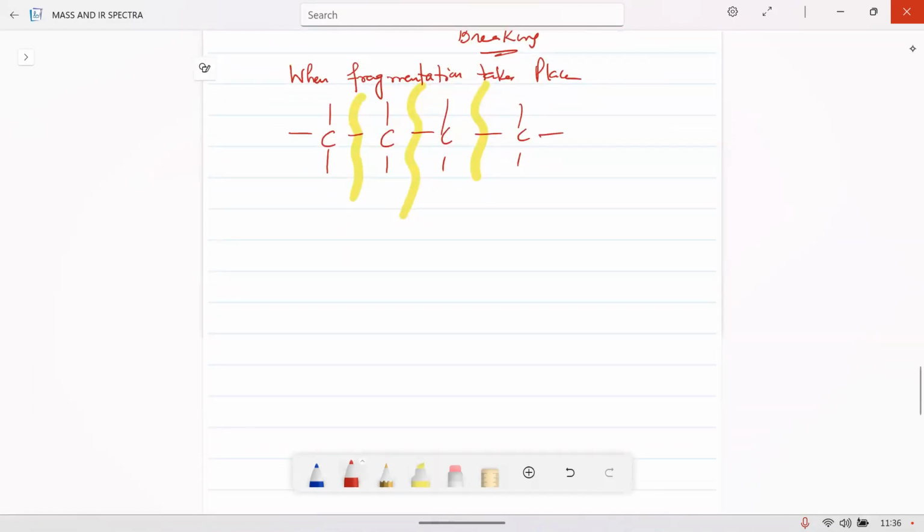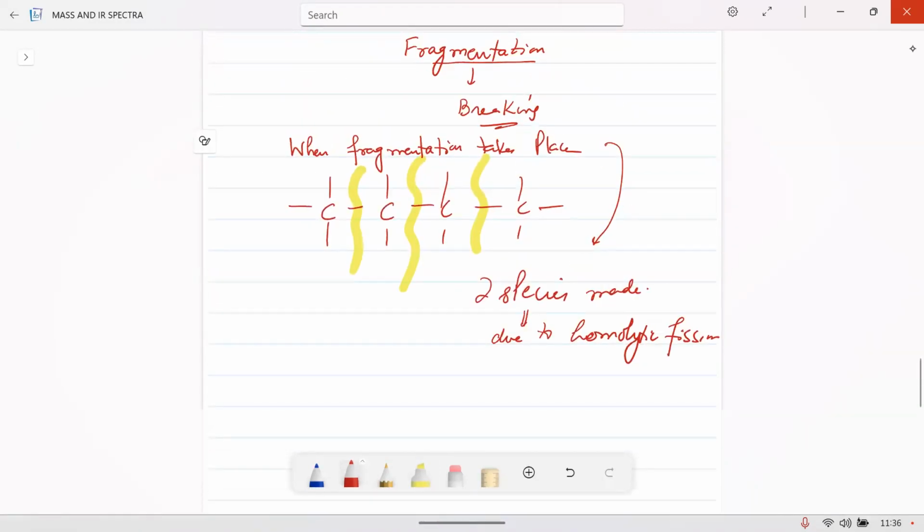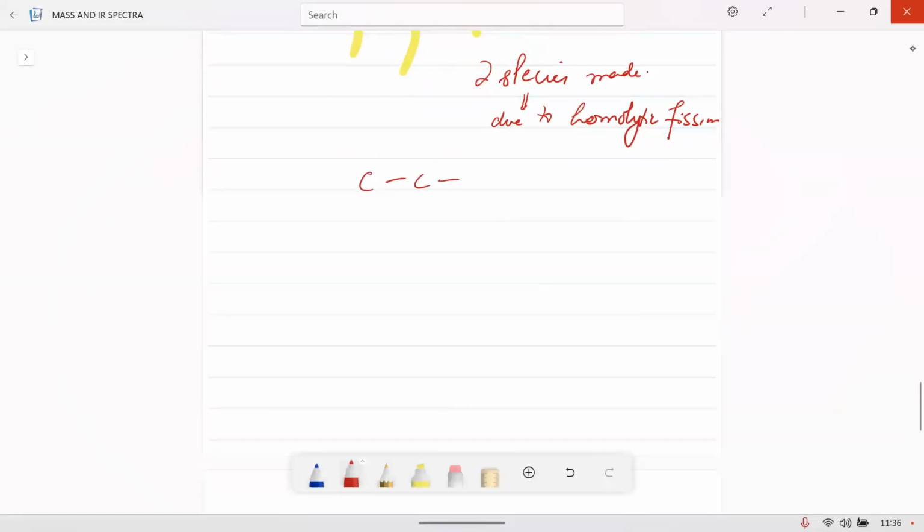Now, whenever fragmentation takes place, two species are made, two of them. And this is due to homolytic fission. Now, why will there be homolytic fission over here? The reason for the homolytic fission is the carbon-carbon bond. The carbon-carbon bond is non-polar. If this is your molecule and the molecule breaks from here, this carbon-carbon bond is non-polar. So as a result, it will undergo homolytic fission. And we know when it undergoes homolytic fission, it results in the formation of a free radical.